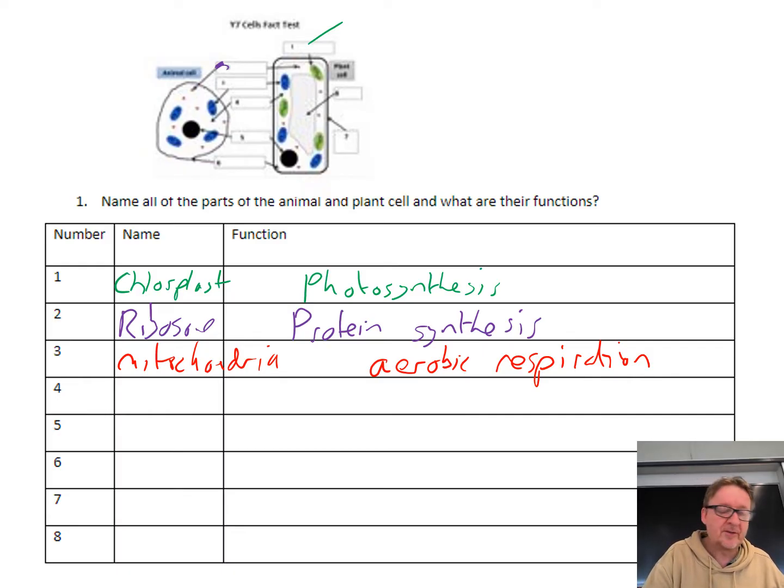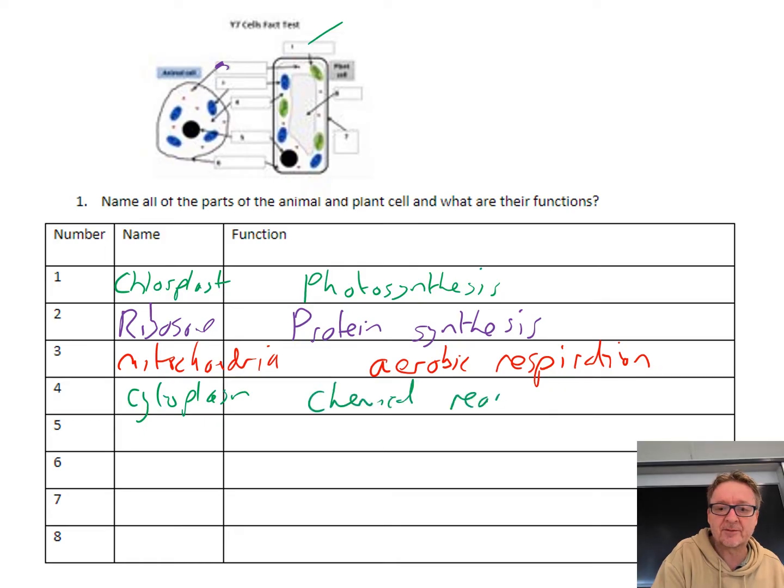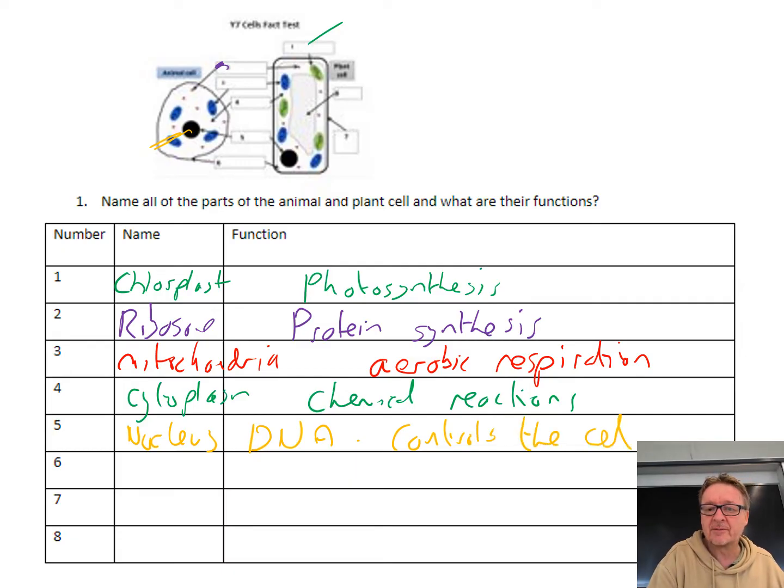Number 4, let's do a bit of green again. Number 4 is the cytoplasm, and the cytoplasm is the site of chemical reactions. It's kind of like the jelly-like substance that's in there. Bit of orange. Number 5 is the nucleus, which is this one here. The nucleus contains DNA. It kind of controls the cell, so it provides all the information to make sure that the cell is working correctly.